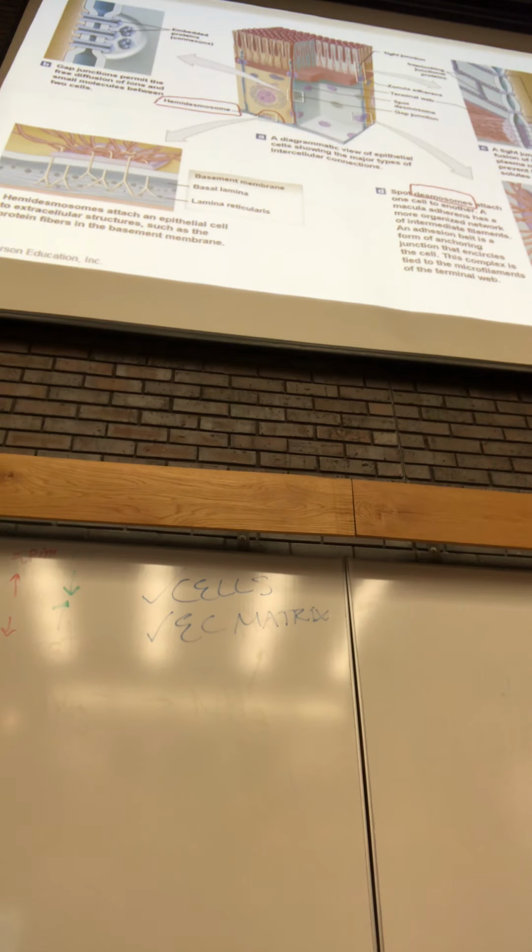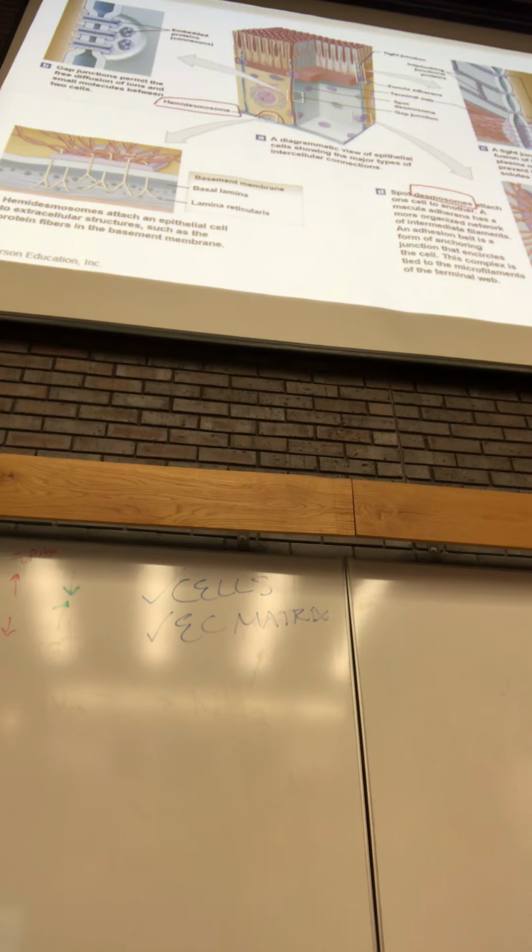Hemidesmosomes are structures that have that function. Hemidesmosomes attach epithelial cells to the floor underneath. The floor we call the basement membrane. The basement membrane is like the boundary between an epithelial lining and whatever's deep to it.